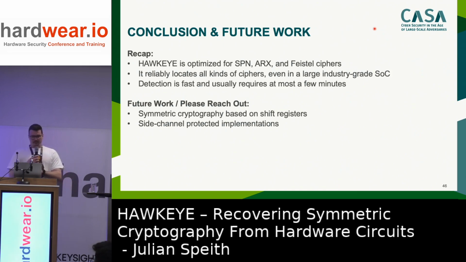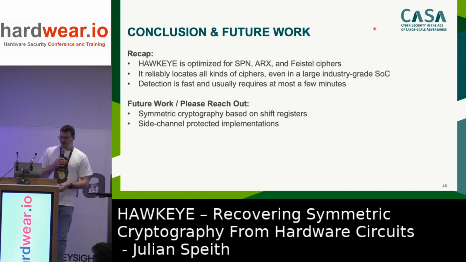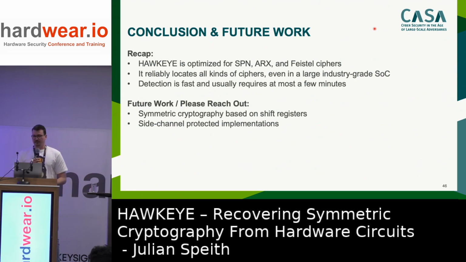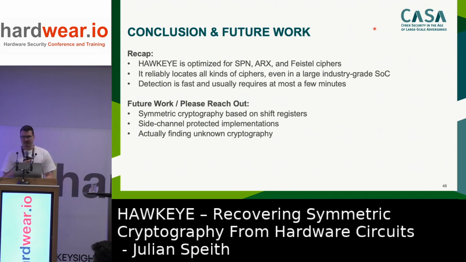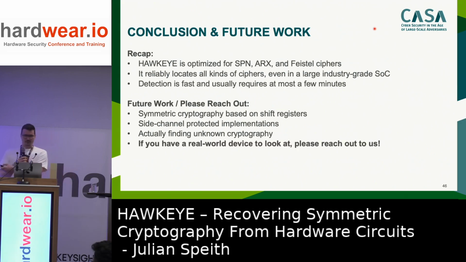We completely ignored side channel protections. This is also something we should at some point consider, but we believe that this will not really be a hurdle for the algorithm. Currently, it won't find it just because of the way we implemented it, but we assume that this is still possible to find, even if ciphers are side channel protected. We would like to actually find what our target was, unknown cryptography.